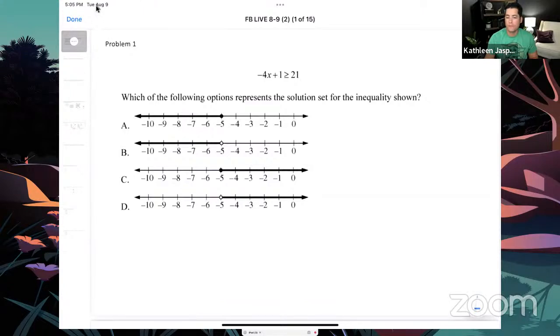All right. So we have our first problem here. And this is an inequality problem, and they've got the graphs to show. So we're going to go ahead and just get started by solving the inequality. It says, which of the following options represents the solution set for the inequality? So we need to solve it, and then our answer is actually graphing it. Those are the two steps that are necessary in order to do this.